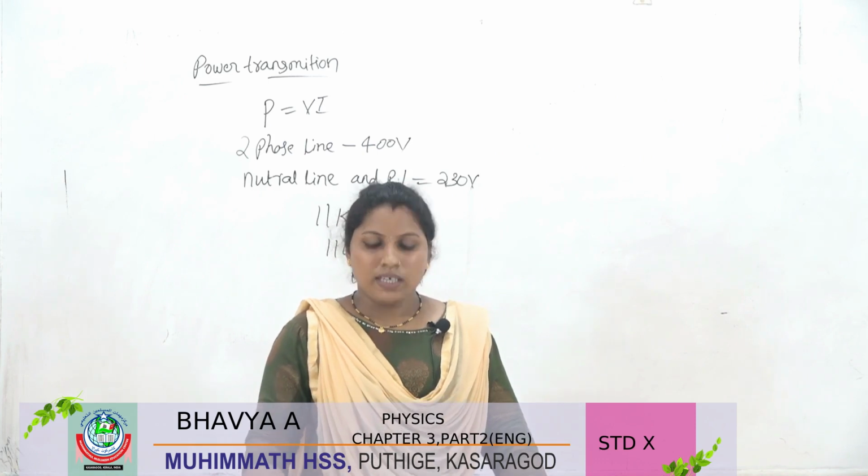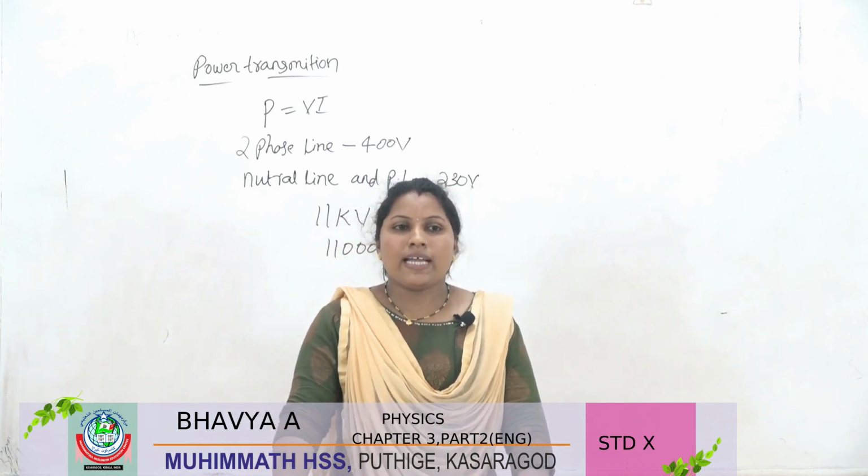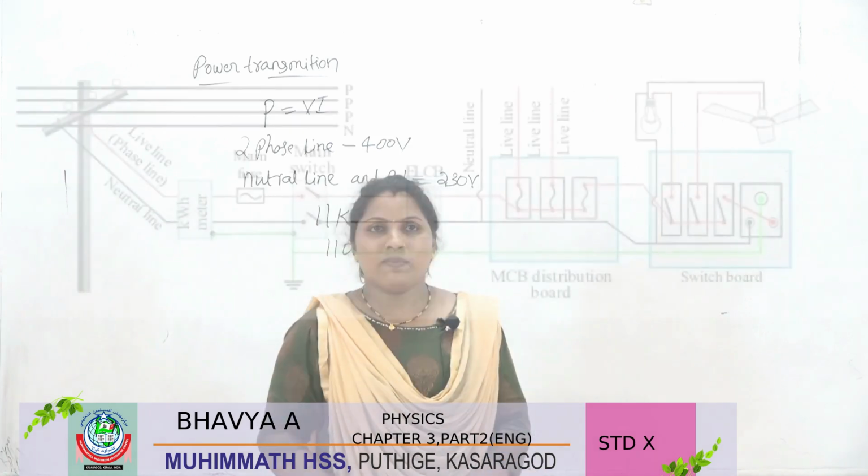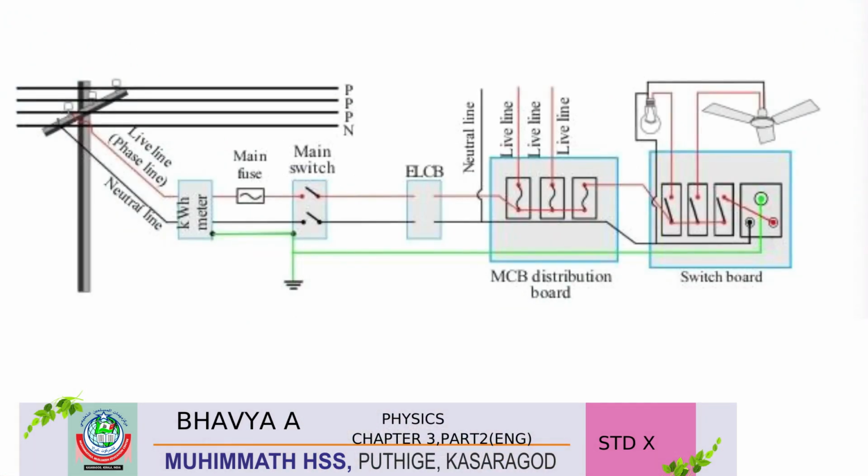Next we are seeing household electrification. See their picture. When current comes, 2 wires, the neutral and the phase line or live line, are connected to a kilowatt hour meter. Then this phase line is connected to the main fuse. Then that is connected to the main switch. In the main switch there is only the earth connected. Then afterwards that is connected to the ELCB.